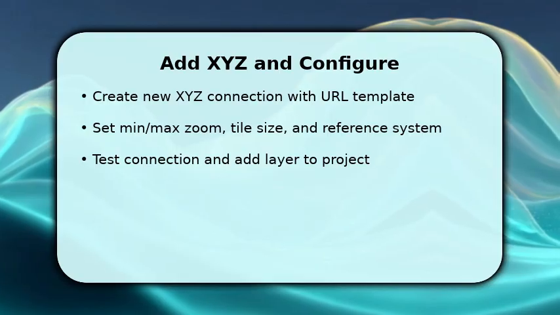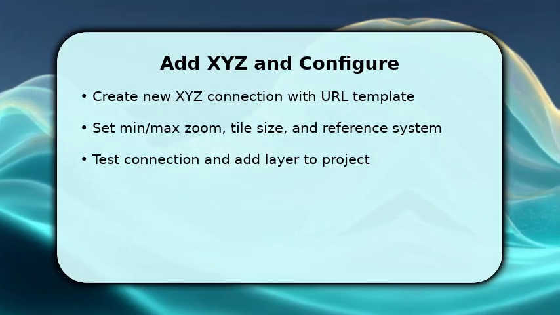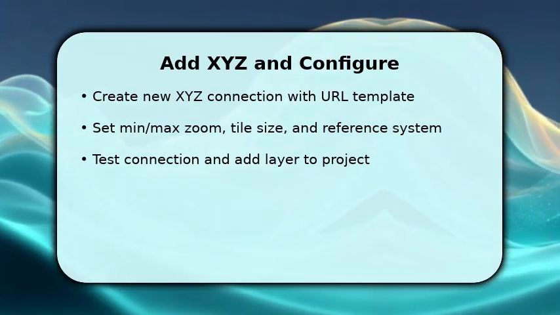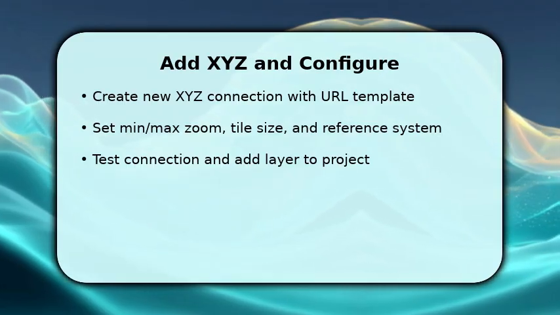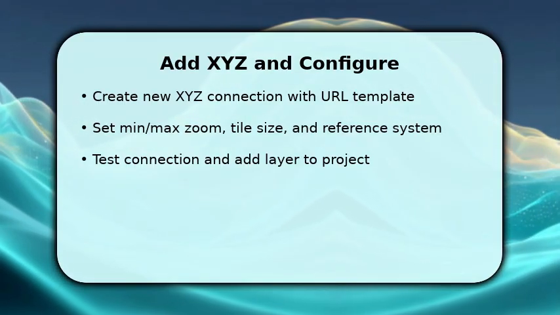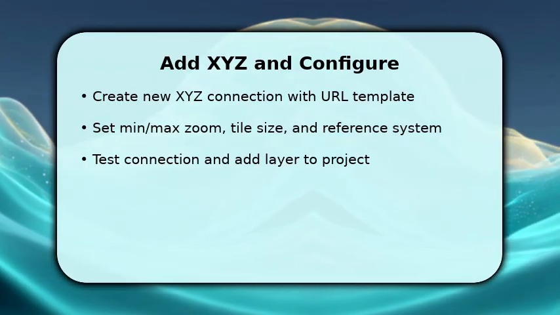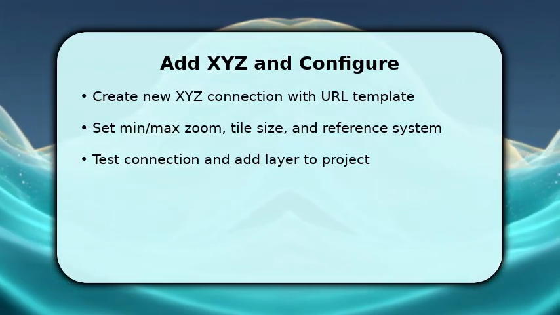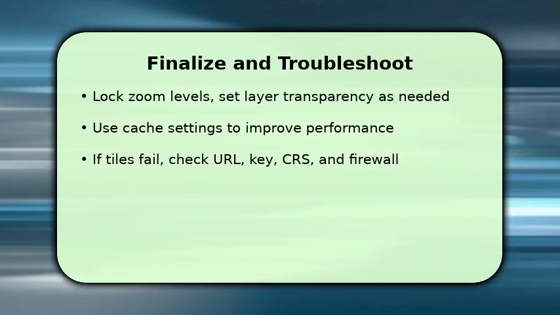Choose the appropriate CRS, usually EPSG 3857, then click Connect. Once connected, add the layer to your map canvas to verify tiles render, and adjust ordering so your data displays on top. Finish by configuring layer properties.